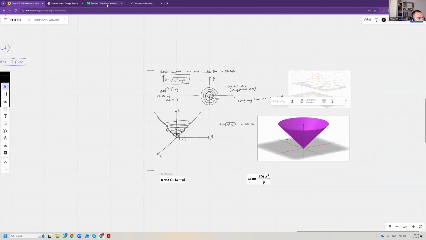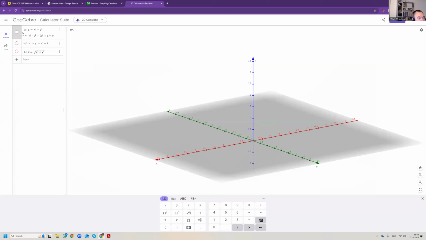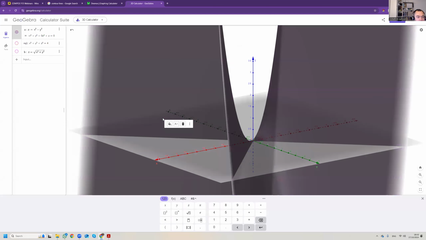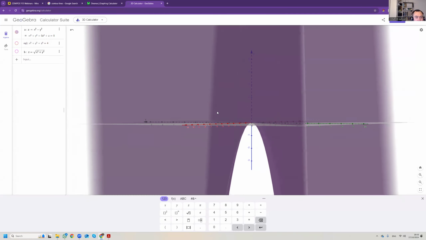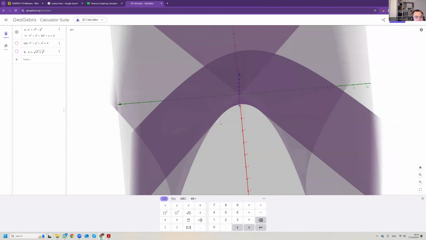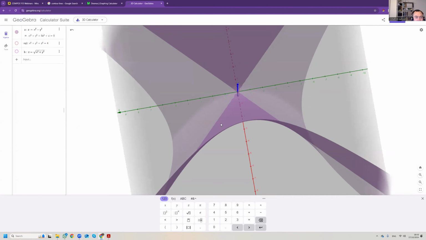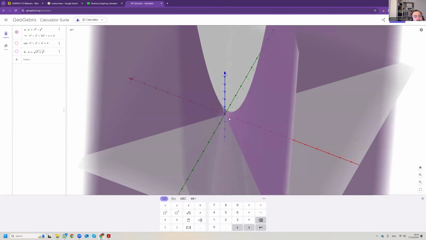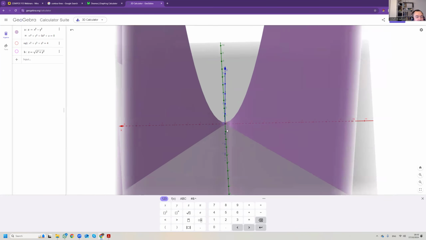Another interesting one is, I think it's this one, but with a minus. It's a hyperbolic, or wait, parabolic hyperboloid, I think. Anyway, it's hyperboloid. Not very easy. It's also called a saddle.